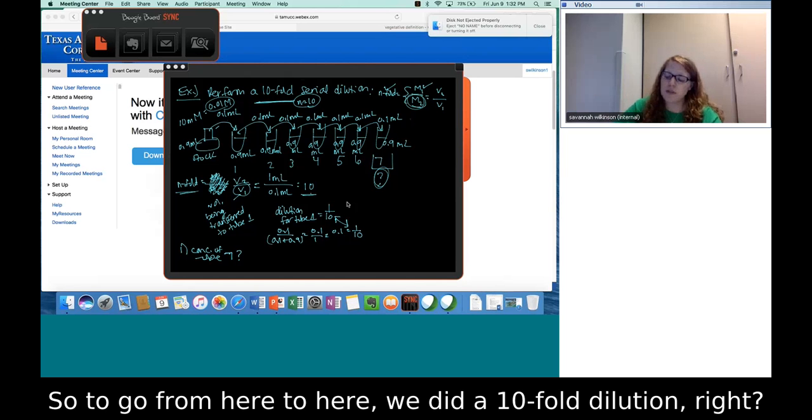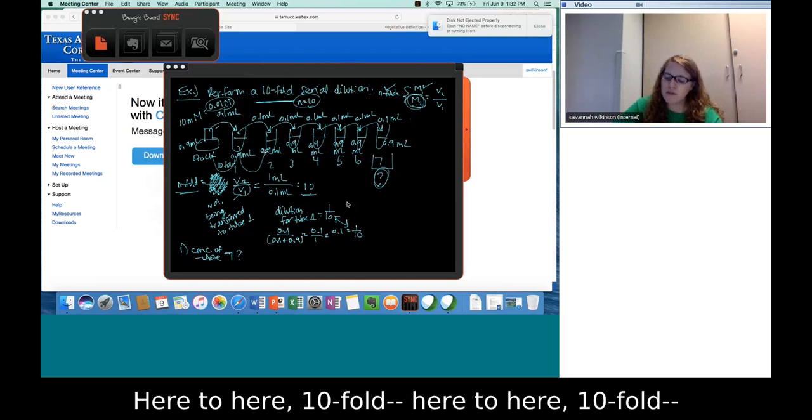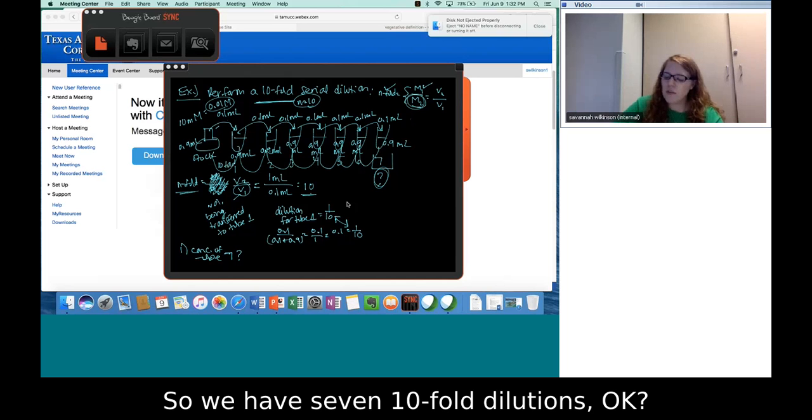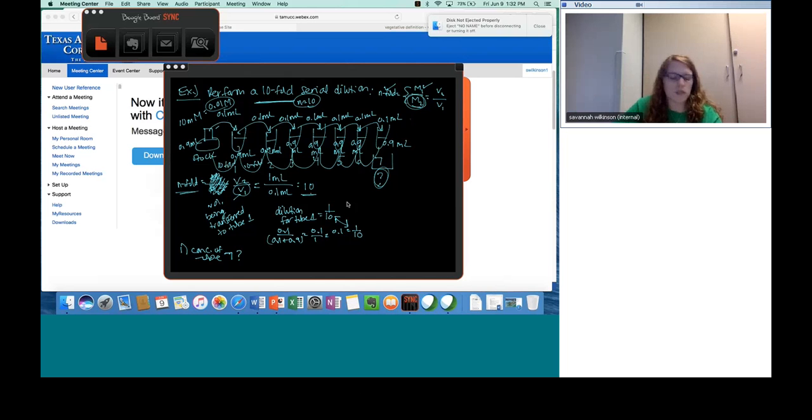So to go from here to here, we did a tenfold dilution, right? Here to here, tenfold, here to here, tenfold, here to here, tenfold, and so on. So we have 7 tenfold dilutions. Okay.